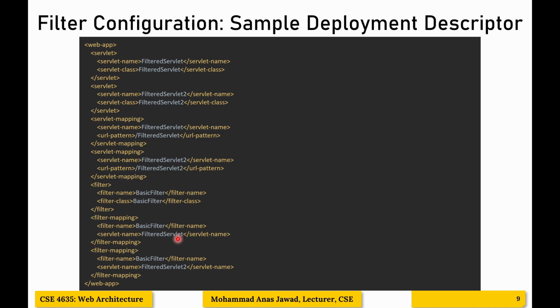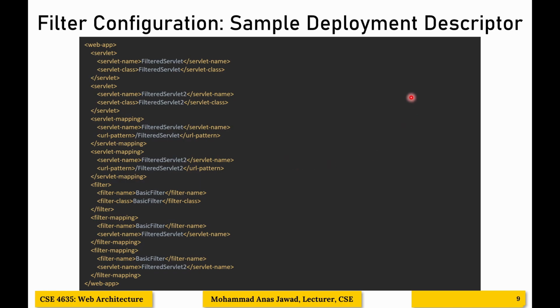Now, it is possible that we want to use the same filter for multiple servlets, right? In that case, all we have to do is simply create another filter mapping element. Inside this filter mapping element, we need to define the name of the filter and the name of the servlet again. So in this case, we had another servlet, as you can remember, filtered servlet 2. So we are mapping the basic filter to the filtered servlet 2 servlet as well. All right, so that's what we are doing in this web.xml file.